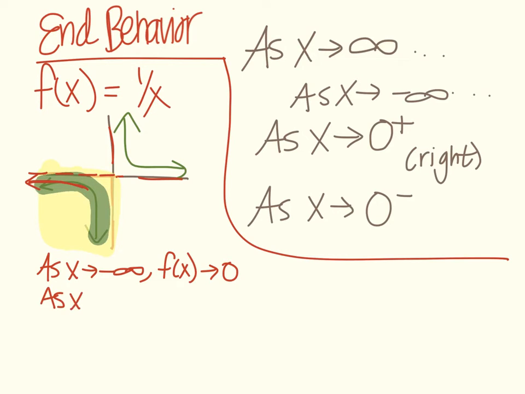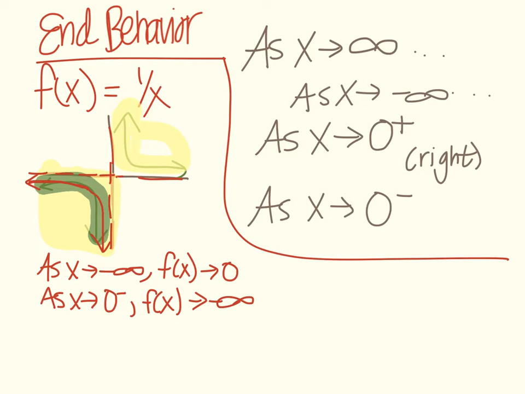Now I also, on the left side here, I need to consider what happens as x is approaching 0. So again, when I'm saying that, I'm saying the x value is approaching 0. That's the y-axis. So as x approaches 0 from the left side, that's what the little minus sign means, f of x is approaching negative infinity. It's going down.